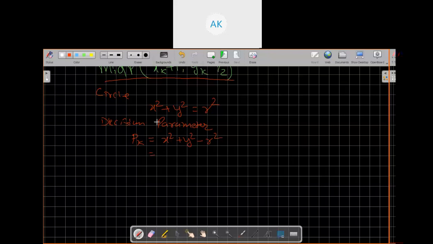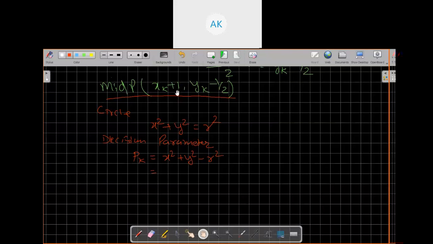What is the value of x and y? We have calculated here the midpoint. X value is xk plus 1, y value is yk minus 1 by 2. Okay. So put this value in this equation.